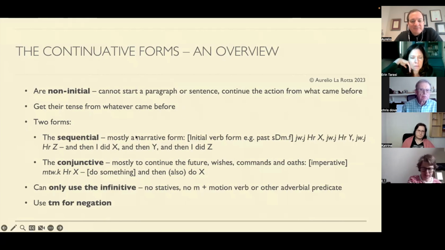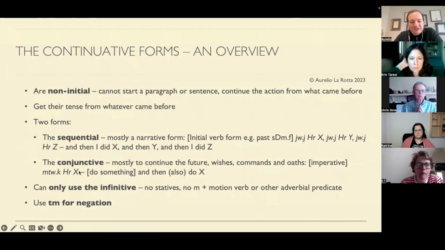The sequential is mostly used in a narrative context. So imagine you have, for example, a past sejmef or some other kind of verb form, and then you continue it by iw.f her plus infinitive, iw.f her another infinitive, iw.f her, and then I did this, and then this, and then this, basically. So whatever you did goes into the infinitive. The iw.f is very often left out, and we're used to that by now. And of course, any other suffix pronoun could come here. And you can string a lot of them together. So that's a way to have a continuous narration. Normally, that would be in the past, for obvious reasons.